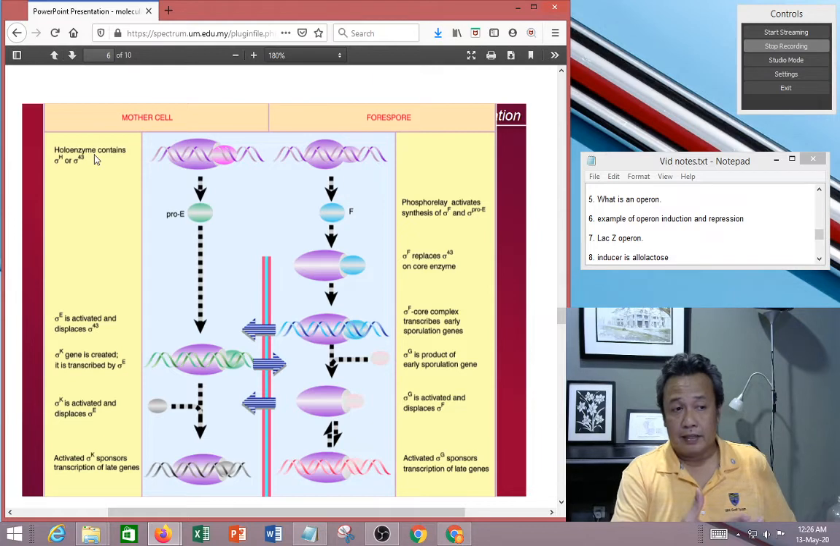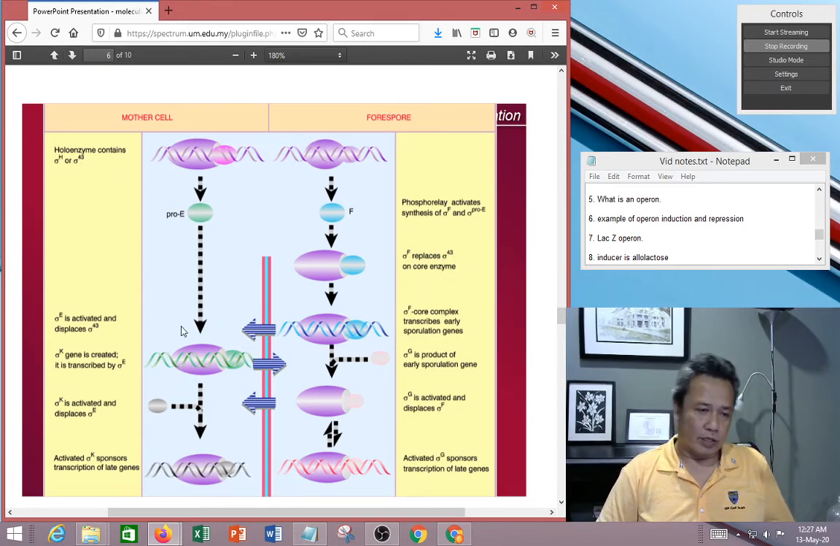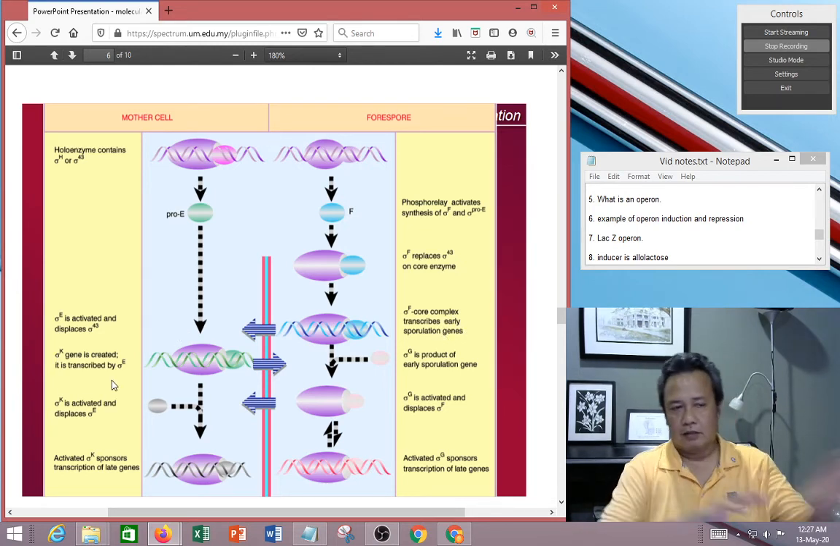In the holoenzyme, the bacterial cell produces pro-sigma E. Then sigma E is activated and displaces sigma 43. Then sigma K is created. It is transcribed by sigma E, and then sigma K is activated and displaces sigma E, and so on. So again, a phosphorylase activates synthesis of sigma F. Sigma F replaces sigma 43. Again, 43 is the general one, it replaces it, then it becomes specific. Then sigma F core complex transcribes early sporulation genes, and so on.